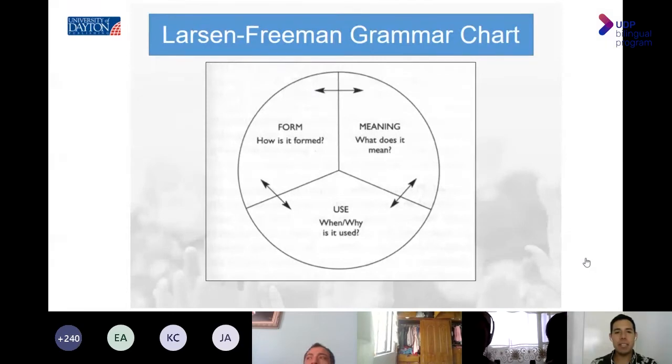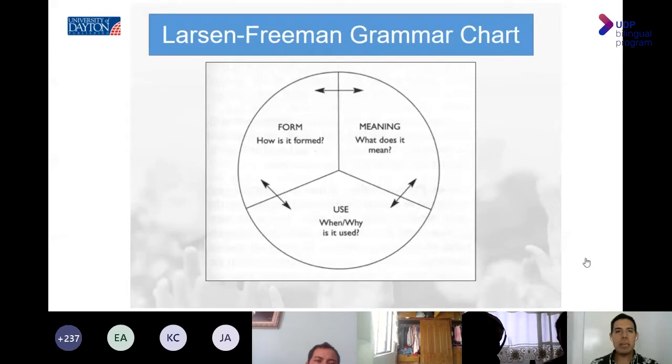Now we have this chart in the form of a pie that focuses on the three most important aspects that we consider when we teach grammar. One is the form, another one is the meaning, and another one is the use. So this is a combination, a cycle that is connected and linked. When we talk about form, how is it formed? What's the pattern in this structure? Meaning: what does it really mean? And the use: when and why we use this structure. So these are some of the most important aspects that are considered when grammar is taught.